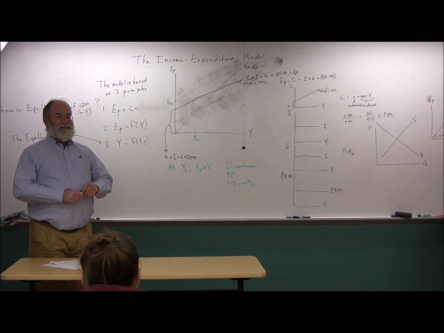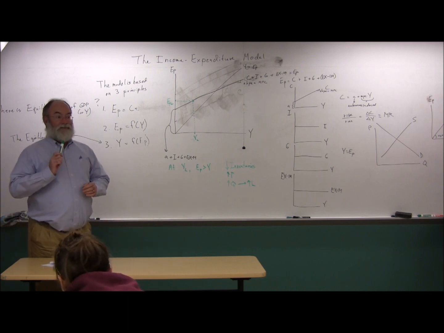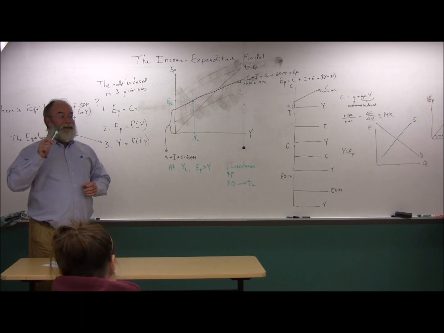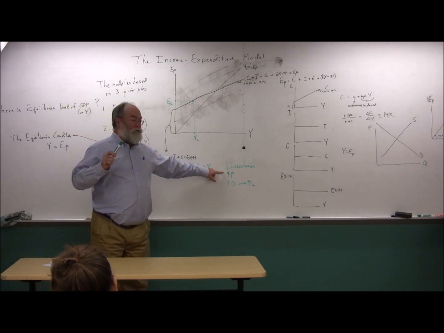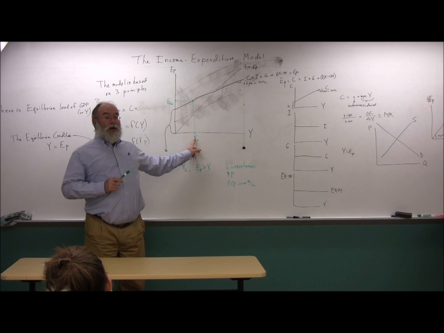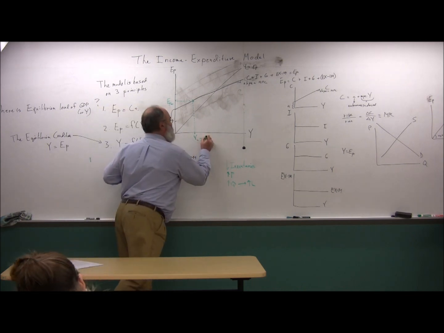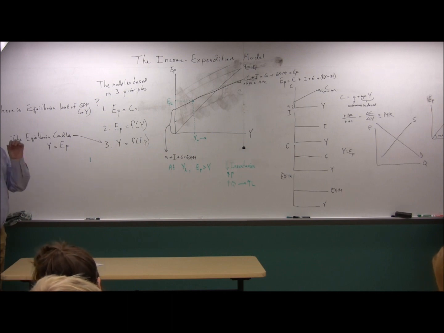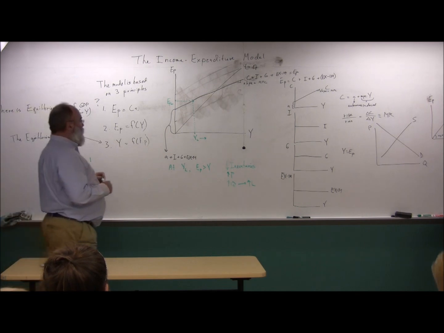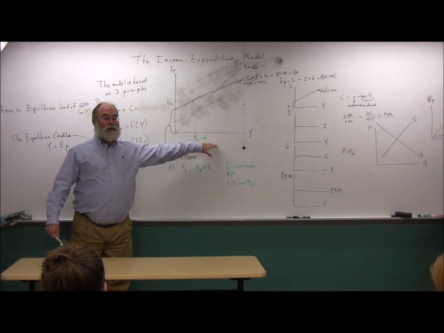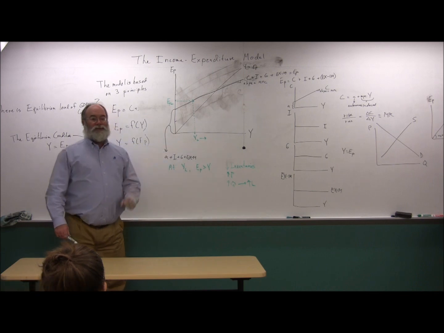What's GDP? The value of all final goods and services produced. Value is price times quantity. What happens to GDP now? It grows. We're moving in that direction. How far does it go? Don't say until we reach equilibrium. Let's think about how far it goes. What's causing GDP to grow?